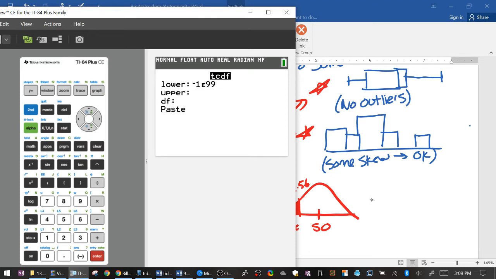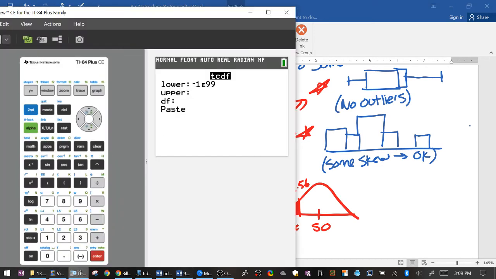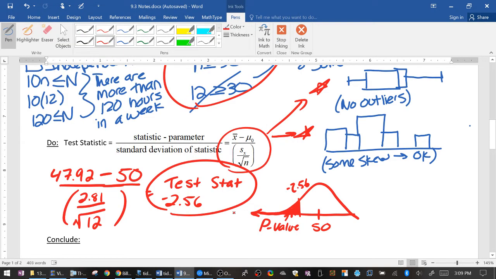Okay, so as we go through this, the lower value is how far left does this graph go? Well, this graph goes to the left forever. So I'm just going to pick something on the very far left side, like maybe negative 1,000. So negative 1,000. The upper value is where does it stop on the right side? Well, if this is all the way at negative 1,000, it technically stops right here at this value, which is negative 2.56.